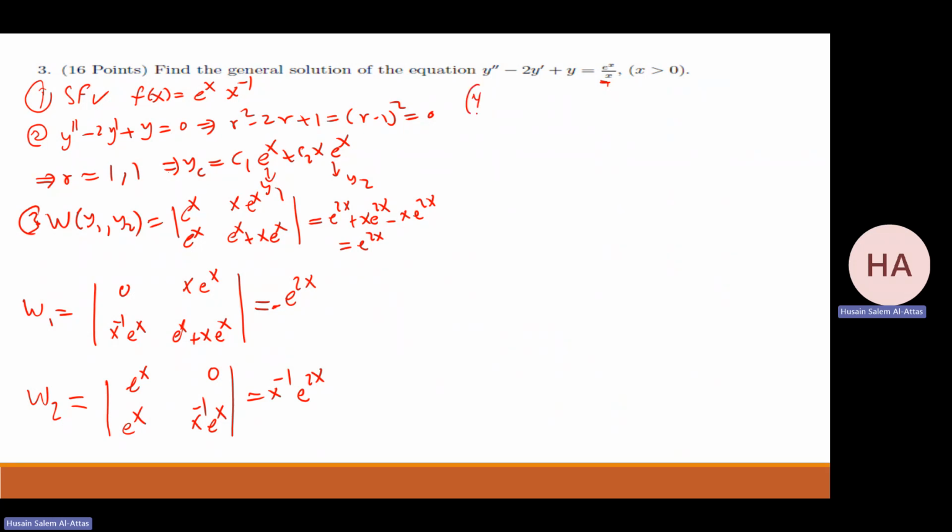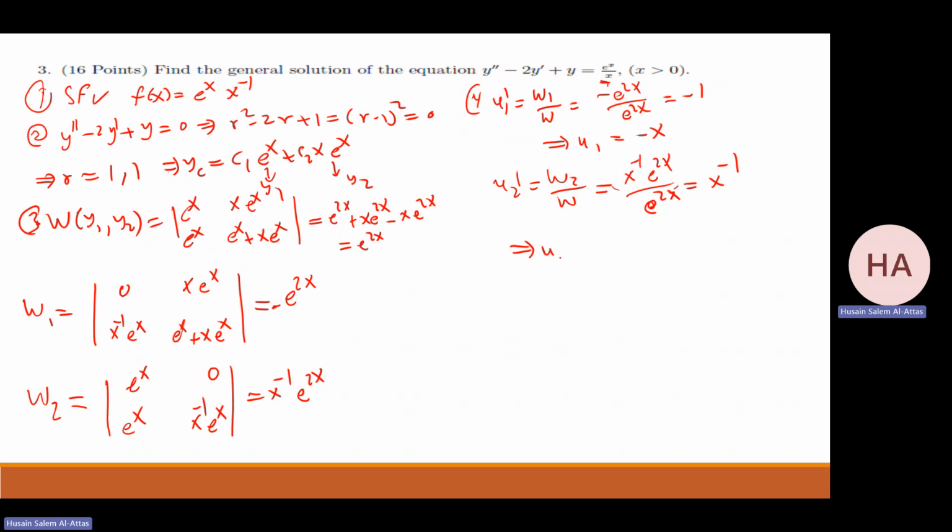Okay. Fourth step, u1 prime, W1 over W. That gives me what? Minus e to x over e to x. That gives me minus 1. So u1 is what? Minus x. u2 prime, W2 over W, that will be what? x is minus 1, e to x over e to x. That gives me x is minus 1. So u2 will be what? ln absolute value of x. You said x is positive, so ln x.